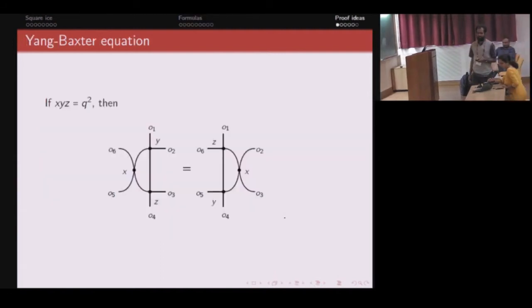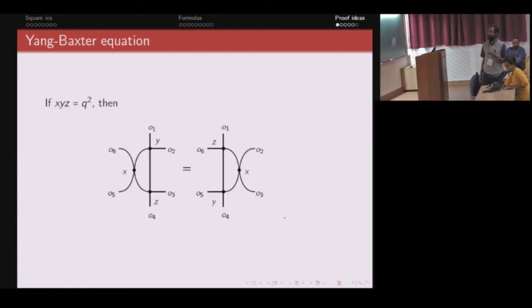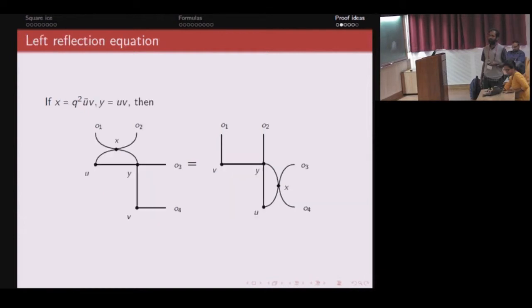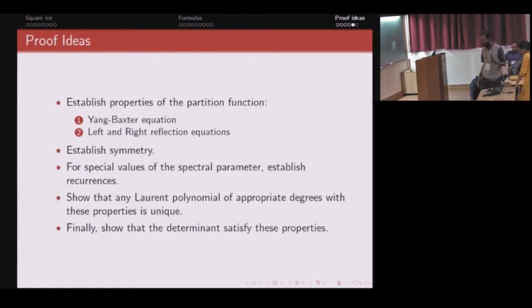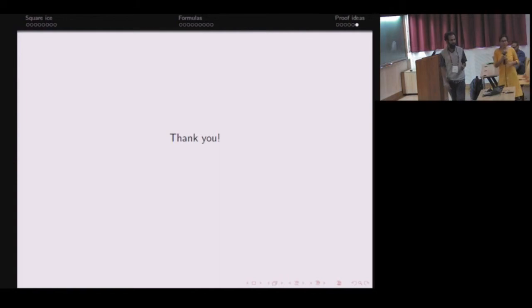So, proof ideas in 3 seconds. You basically need the Yang-Baxter equation. There are some left-right equations. There are some non-obvious symmetries that you need to prove. And you basically argue by uniqueness of certain Laurent polynomials. Okay, so I'll stop. Time for questions.